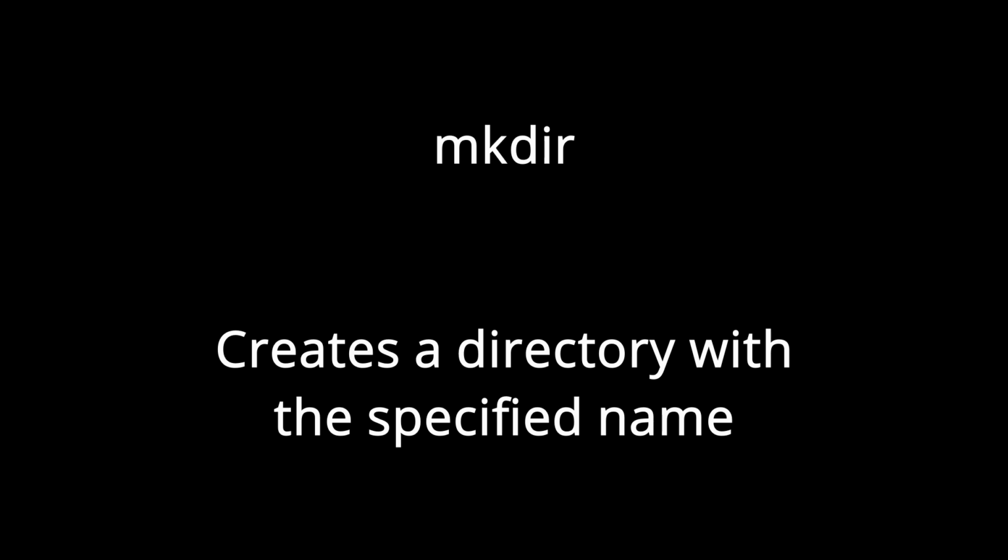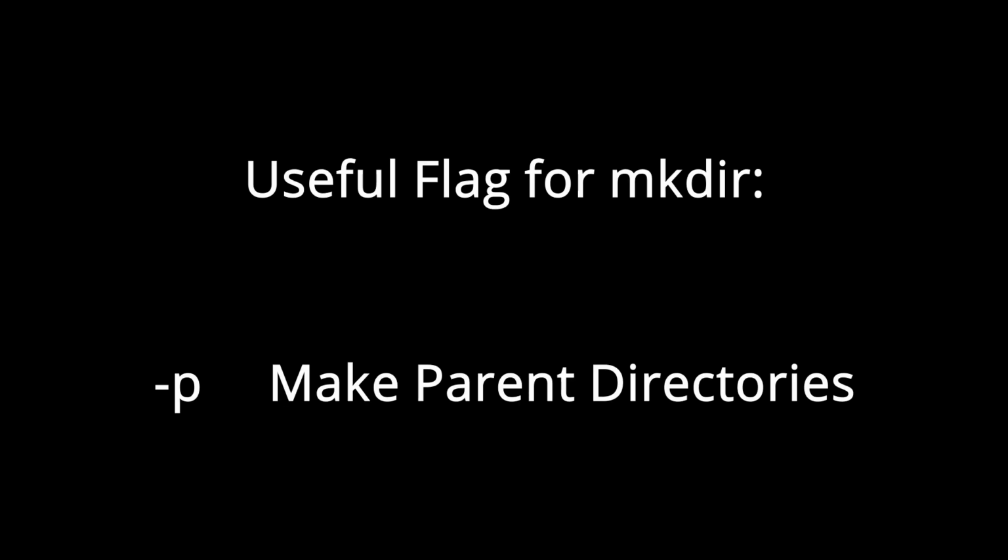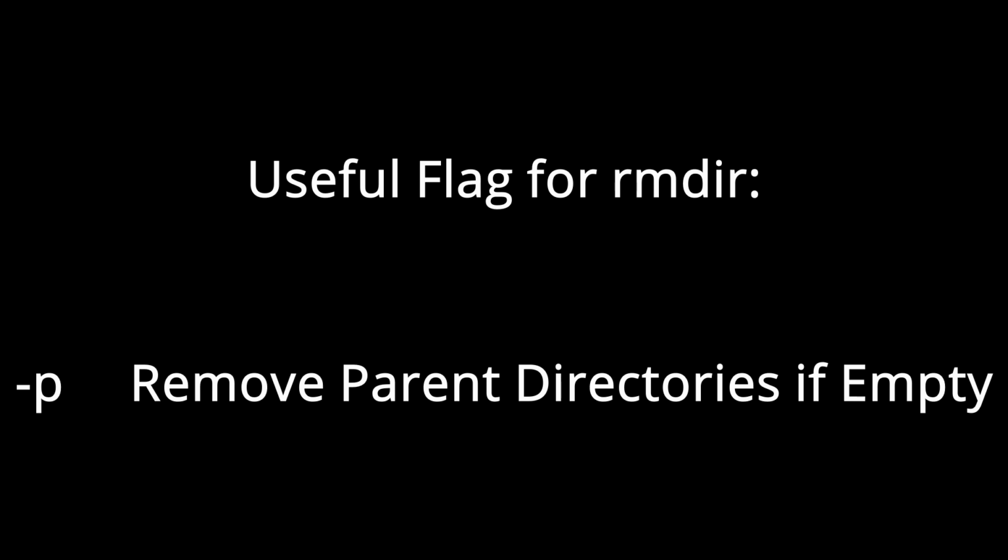mkdir creates a directory with the specified name. The flag for mkdir that I find most useful is -p to make parent directories if needed. rmdir removes specified empty directory. The flag for rmdir that I find most useful is -p, which removes parent directories specified in the path, providing they are empty. rm removes files or directories.